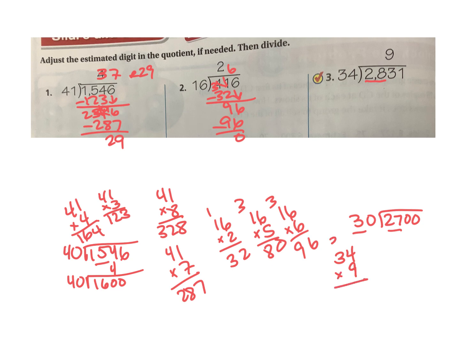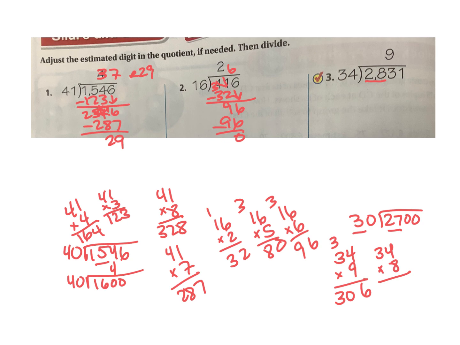So 9 times 4 is 36. 9 times 3 is 27, 28, 29, 30. And look, 306 is too high. I need it to be 283 or lower. So it's not 9, but I knew it was going to be close to 9 because of my estimate, so I just do the one just under that, 34 times 8.